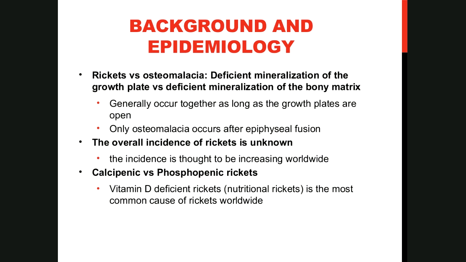The major problems of rickets in childhood are really growth retardation and then bone deformity, whereas adult counterparts with osteomalacia will generally present with muscle weakness as well as bone pain. The overall incidence of rickets is unknown both in the United States and worldwide in general, but interestingly, it is thought to be increasing worldwide again. And that's true even in developed nations. We're not 100% sure why that is, but one of the theories is that with increased concern for skin cancer, a lot more people are wearing sunscreen, and so they're just not getting the sun exposure that they used to get.